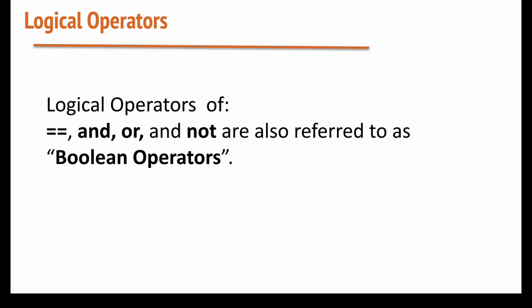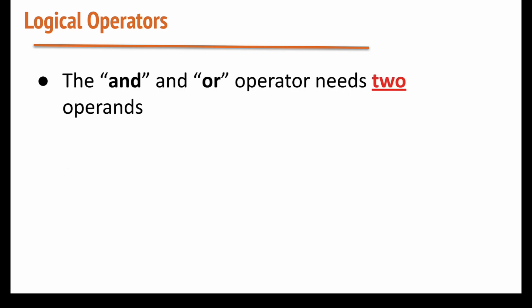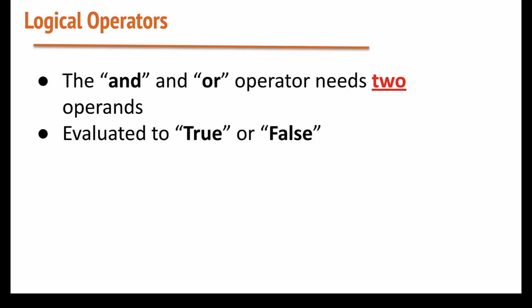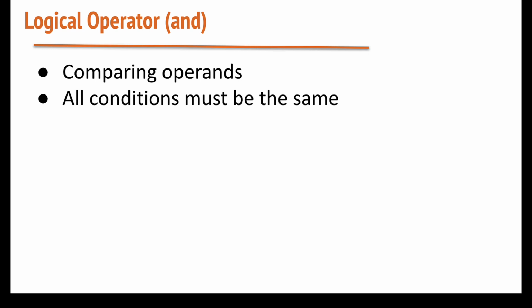Again, there are special needs when we utilize the not function. If we take a deeper look, the logical operators double equals, and, or, and not are also referred to as Boolean operators. The and and the or operators need two operands. What we mean by this is we need to compare two elements, which are then evaluated to a true or a false. We're comparing operands, and the conditions must be the same.